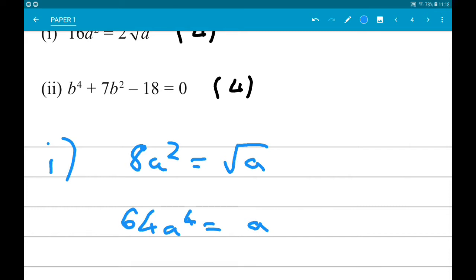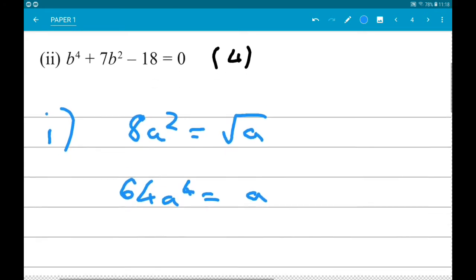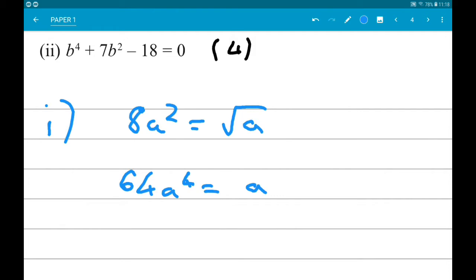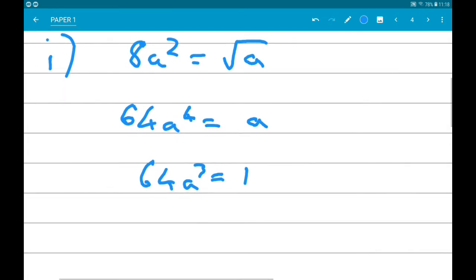Divide through by a, we get 64a cubed equals 1. Divide by 64, we get a cubed is 1 over 64. Cube root, and we get a is 1/4.